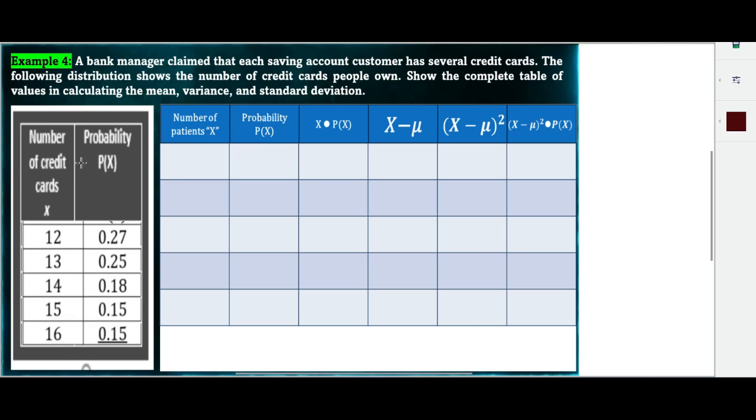So ito po yung ating given, ano? So meron tayong number of credit cards, which is the value of X, which is 12, 13, 14, 15, and 16. And this is the probability of X natin. We have 0.27, 0.25, 0.18, and 0.15, and 0.15.